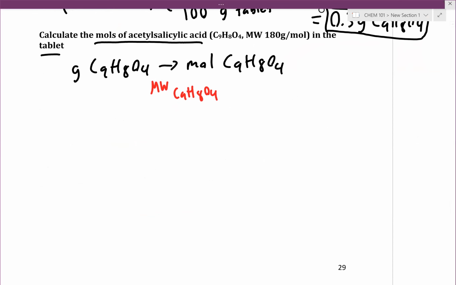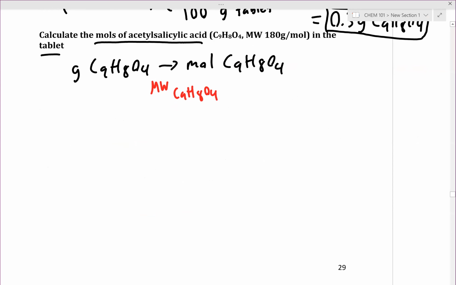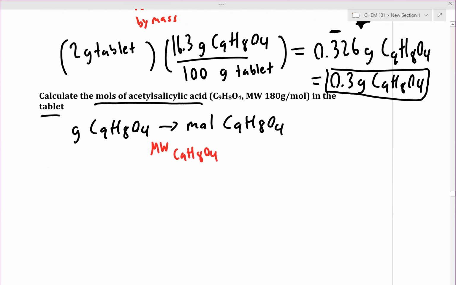So we're going to plug in the mass of aspirin that we've calculated previously. So we have 0.326 grams of aspirin. I'm going to use bar notation to note that this number only has one actual sig fig.